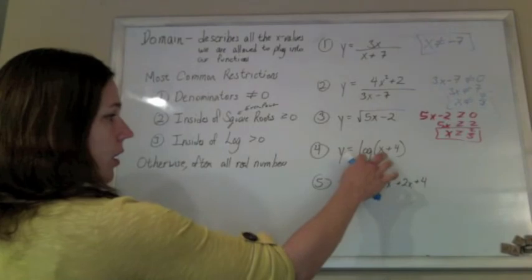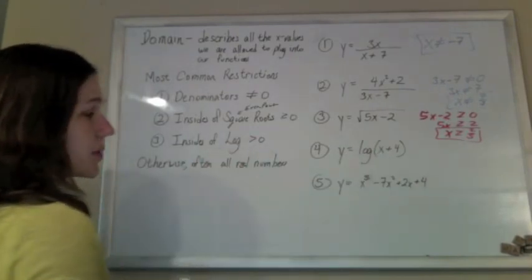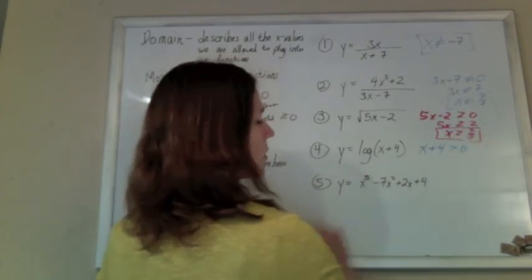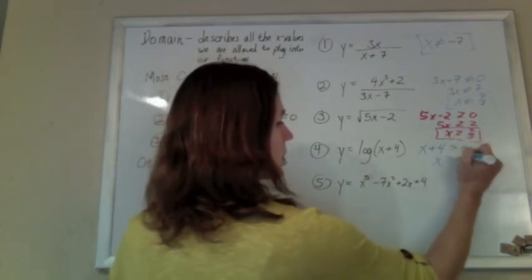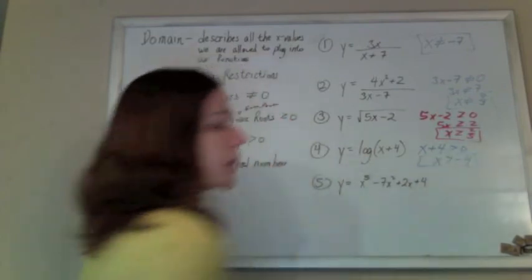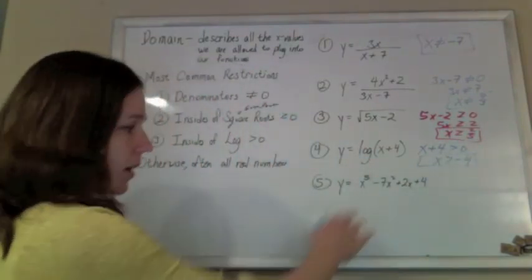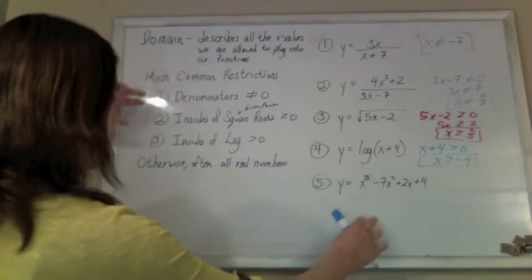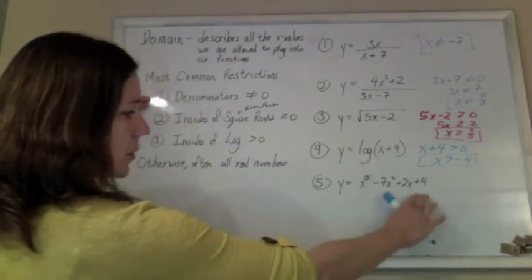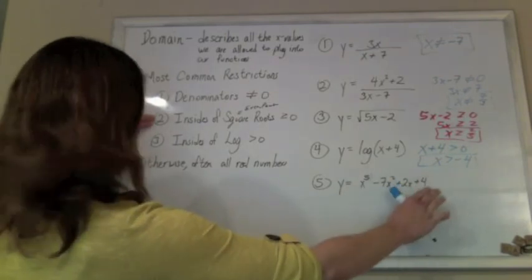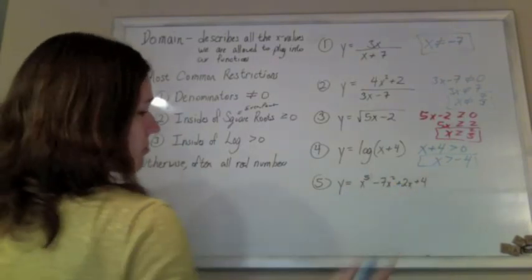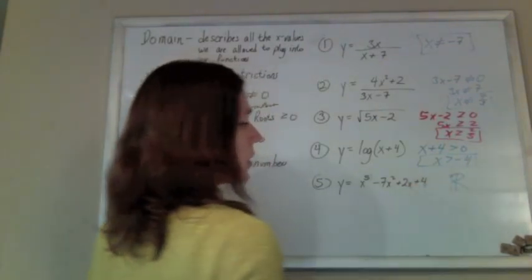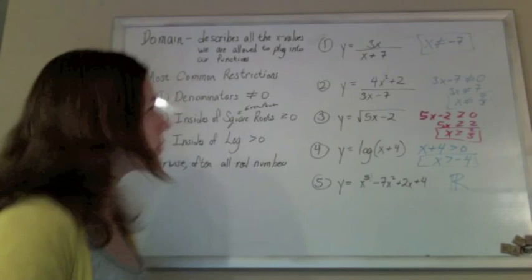Same thing with this guy. I've got a log, and I know that the insides of logs have to be greater than 0. So I say x plus 4 must be greater than 0. So x has got to be greater than negative 4, and that's my domain for him. Now I look at this guy, and when you attack these domain problems, you just go down your list. You're like, well, I don't have any denominators. I don't have any square roots. I don't have any logs. I can plug in whatever x I want. So this guy here is all real numbers. Fancy R. And that's it.